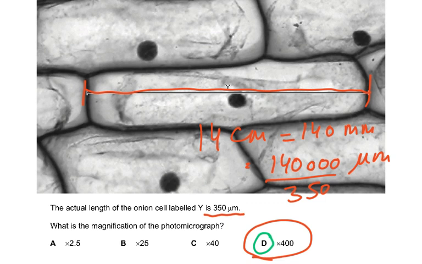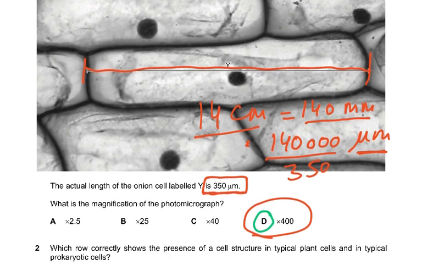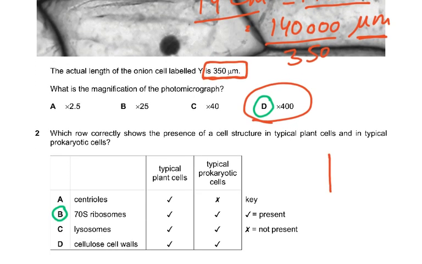So you measure the actual length, and then if you measured it in centimeter, you convert it into millimeter, and then you convert it into micrometer, because this is 350 micrometer. If this was 350 nanometers, then of course you'd convert it to nanometers. So please understand how we would do this question 1. Then coming on to question number 2.